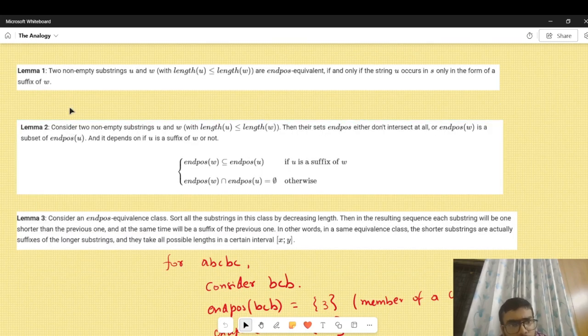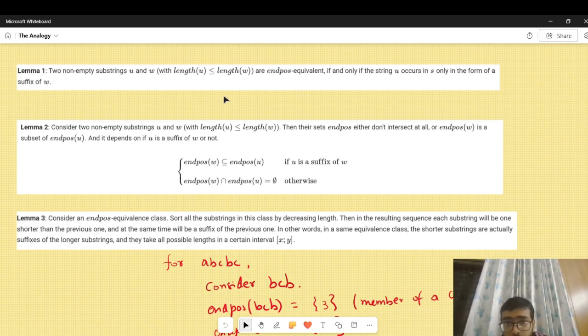Similarly, we have lemma 2 that states that for non-empty substrings u and w, either their npos sets don't intersect at all, or the npos of w is a subset of npos of u if w has more length than u. Now, it depends on whether u is a suffix of w or not. How does it happen? Suppose the npos of u and w have a common element. Then you know that there is at least one position in which both of them end.